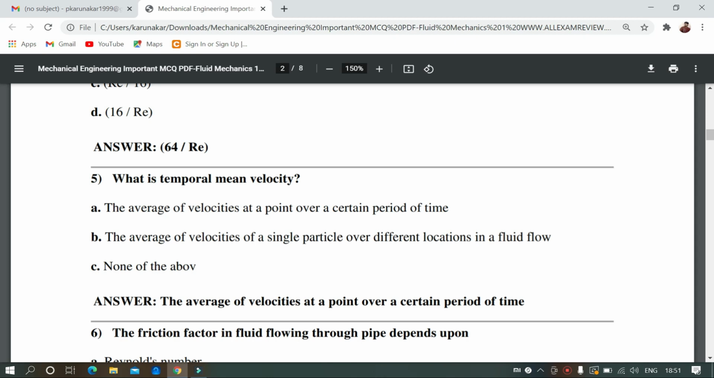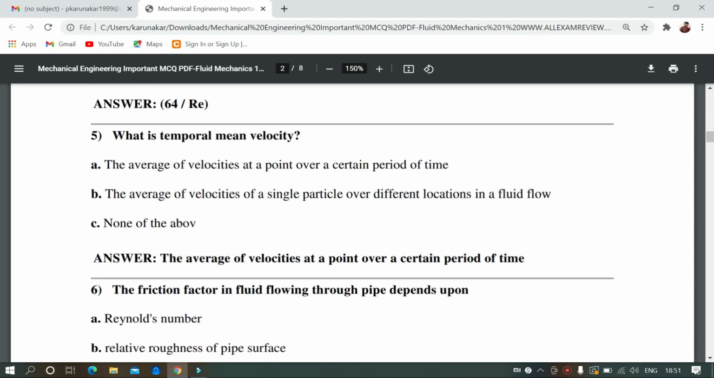The options they given are: option A, the average of velocities at a point over a certain period of time. Option B, the average of velocities of a single particle over different locations in the fluid flow. Option C, none of the above. So the correct answer is the average of velocities at a point over a certain period of time.